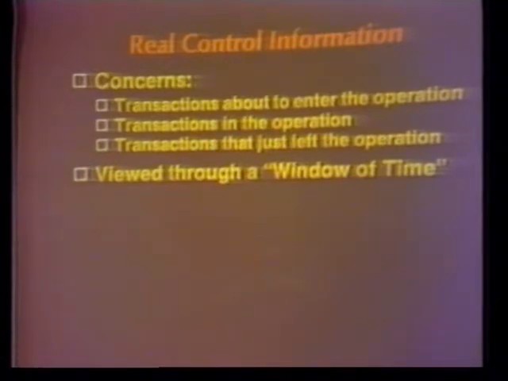Transactions in the operation are extremely important, and this is probably the most important aspect of real control information, to be able to control events while they're happening. In other words, tracking tasks through the operation, making sure nothing gets stuck along the way, prioritizing the jobs to make sure the most important things are done first, and moving everything through that operation, expediting, status reporting. These are the characteristics of the most important part of control information.